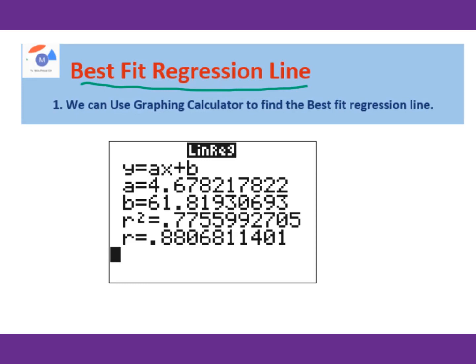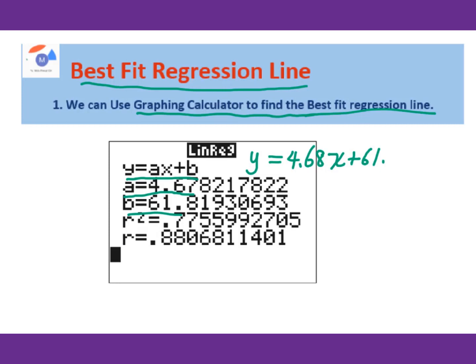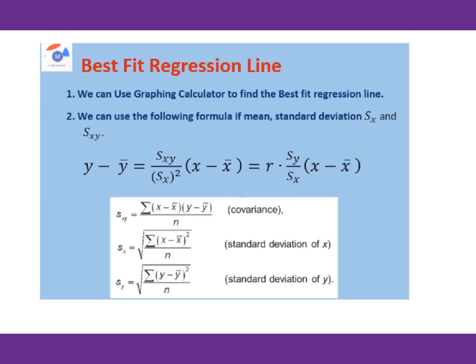First of all, we can use a graphing calculator to find the best fit regression line like this. You will write down y equals 4.68x plus 61.8. Also, we can use the following formula to express the best fit regression line. S sub xy means covariance. Standard deviation of x, we use S sub x. Standard deviation of y, we use S sub y for this formula.